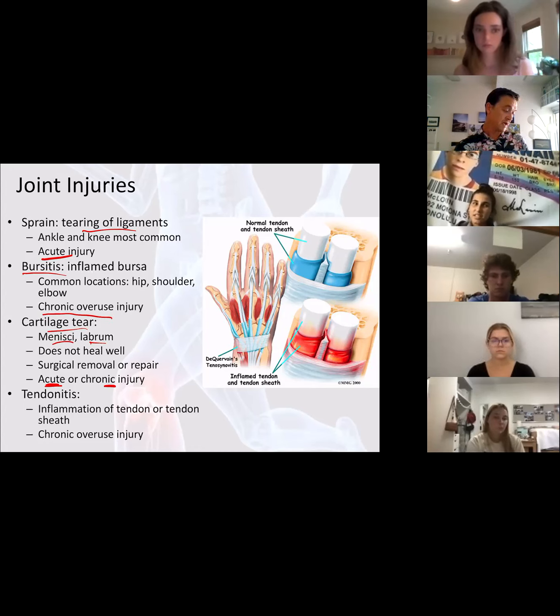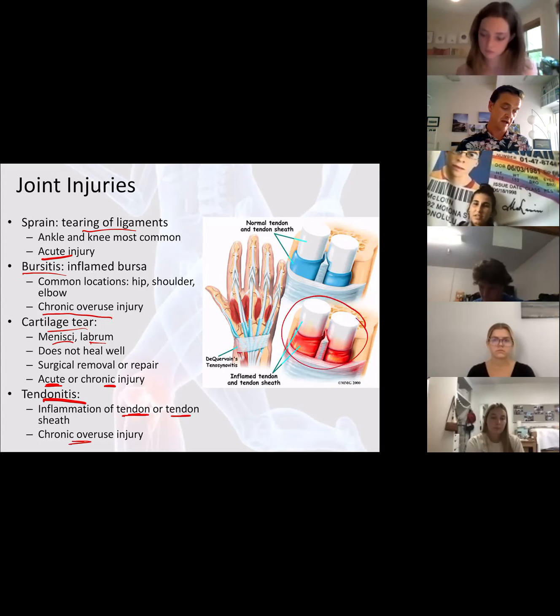So it's a cartilage tear, tendinitis, like we were just talking about. This is inflammation of the tendon or the tendon sheath. This is definitely a chronic overuse injury. Okay, and we can see this here. This is kind of what I was talking about.